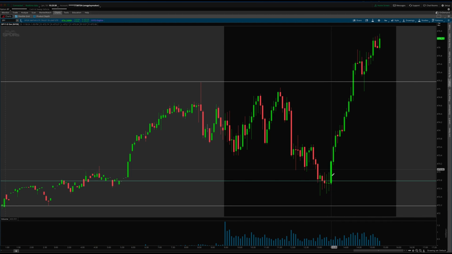Look how high that is. It engulfed all that. You could have got in this candle, put your stop loss right down here somewhere, and rolled this trade to the top. You could have got in right here. That's 473. That's a $3 move. 1 contract, you made $300. 2 contracts, you made $600. 3 contracts, you made $900.